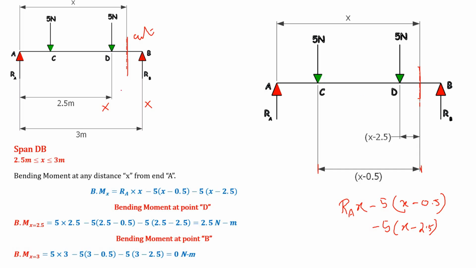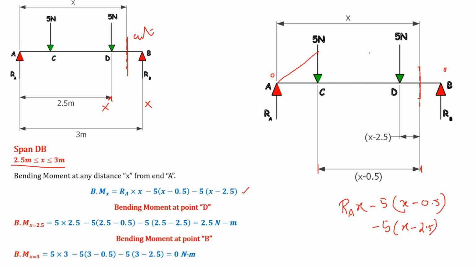This is the bending moment equation for this x. Now the limits are between 2.5 to 3, as you observe from this diagram. So it is mentioned here, 2.5 to 3. Now this equation I have framed is written here. Then you substitute the value of x equal to 2.5. You get at this point D the value of bending moment is 2.5. Then you substitute x equal to 3. Once you do that, you finally end up with the bending moment at the point B being 0. So the diagram has 0 bending moment here.